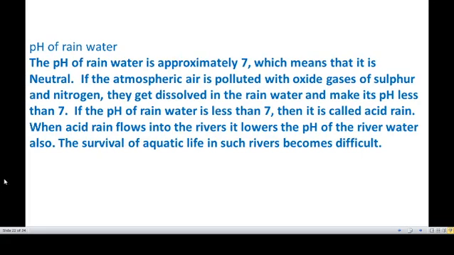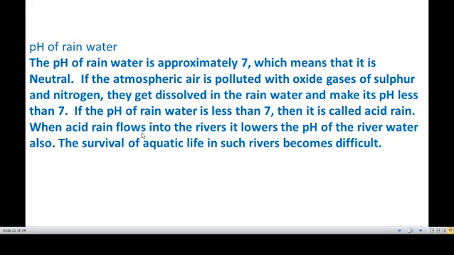pH of rainwater. This is an important role. The pH of rainwater is approximately 7, which means that it is neutral. If the atmospheric air is polluted with oxide gases of sulfur and nitrogen, they get dissolved in the rainwater and make its pH less than 7. If the pH of rainwater is less than 7, then it is called acid rain.